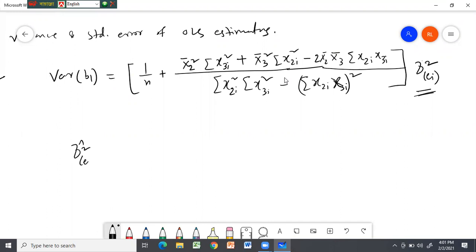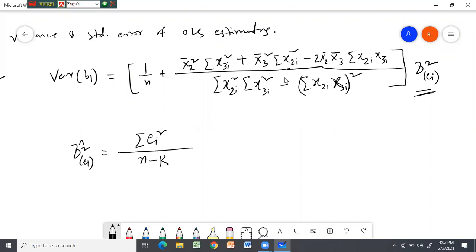This is our error variance calculated from the sample data, and it is equal to the sum of e_i square, that means the residual sum of squares, divided by n minus k, which is its degrees of freedom. n means the number of observations you are dealing with. k means the number of explanatory variables including the intercept term. So k means we have lost 3 degrees of freedom here: one is B1, another is B2, and another is B3.